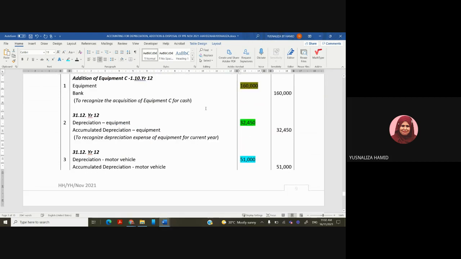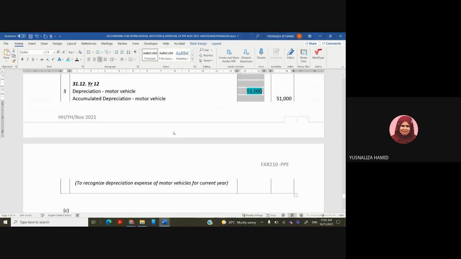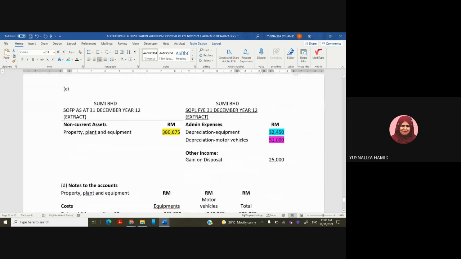Right, that was the impact. And for your information, depreciation is an expense. Of course, it will be in the profit or loss. Right? Okay. Now let us look at the impact in the profit or loss. Depreciation of equipment is what we colored earlier as, what was the color? Green. 51,000 is depreciation of the, are you with me?